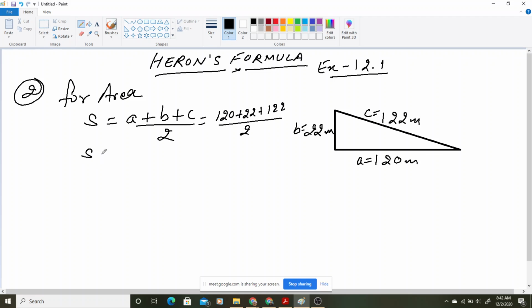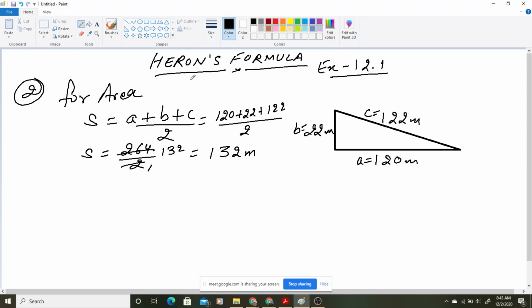So how much are we getting for S? 120 plus 120 is 240, 260, 264. So we are getting 264 divided by 2, which gives 132 meter. This is the semi-perimeter, that means half of the perimeter. I already told you in the last class how to find the semi-perimeter and what the perimeter is. So the semi-perimeter is (A plus B plus C) divided by 2, and we have 132.